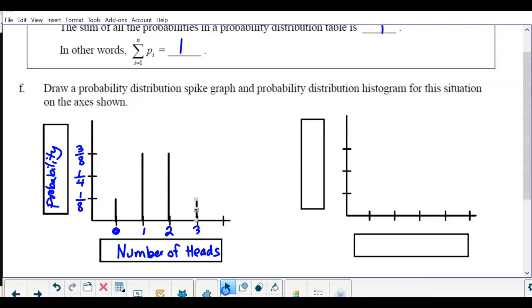Not too bad. Maybe easier on your own paper. Okay, and often we just distinguish it with a dot up there. So we make sure it's easy to see what it is. It makes it obviously easier. Let's call this spike graph.